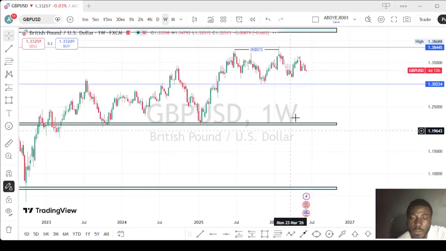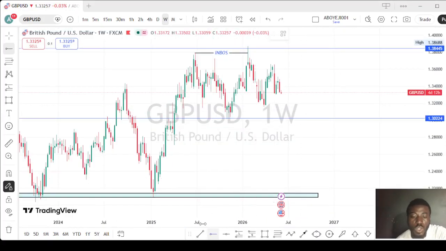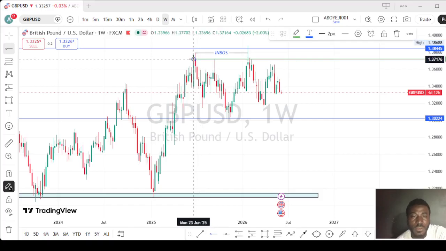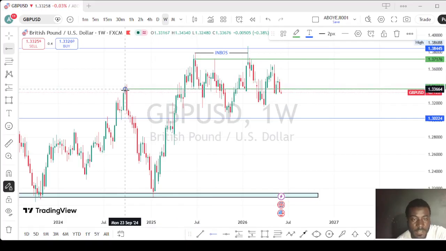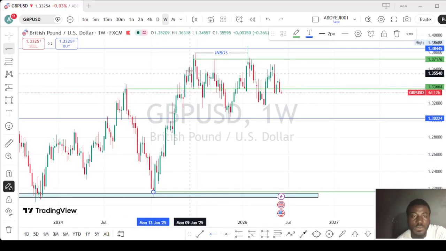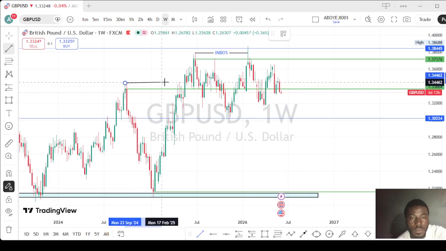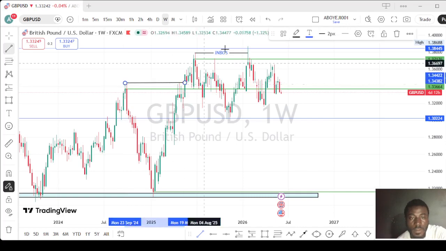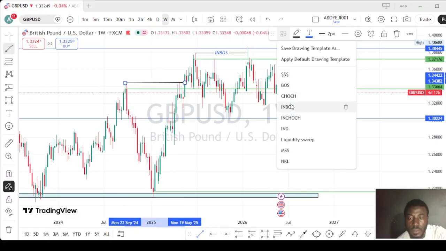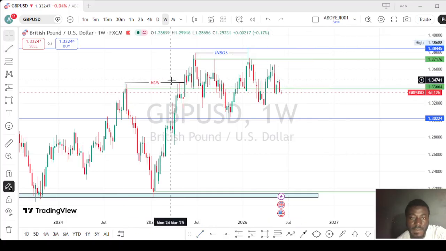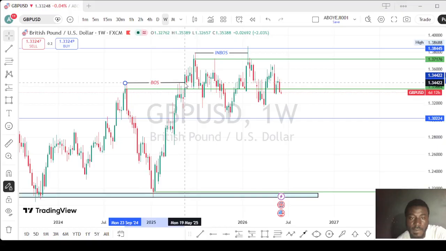Let's see the weekly time frame. On the weekly time frame, what we need is just our key level. This is our key level here. You can see this is another key level here, and this is our key level here. This is the one that gave us the break of structure. On the weekly time frame, this is a valid break of structure here.